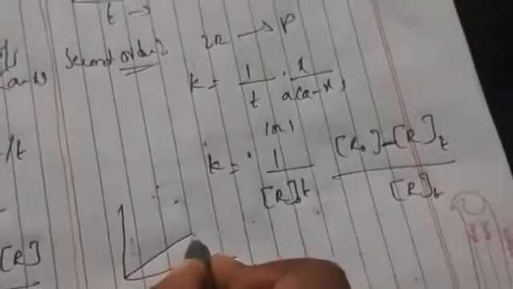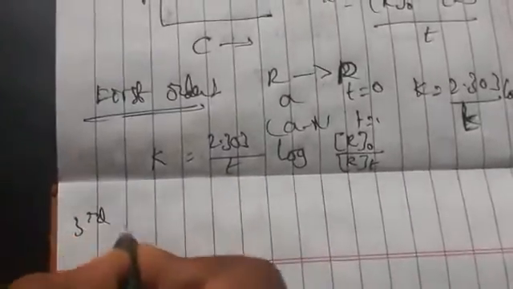Here also you are going to get a straight line graph, with x by A into A minus x, or log R naught by R, or R naught minus R, plotted against time t, with a positive slope. Okay, so this is about the second order reaction. Coming to the third order reaction.